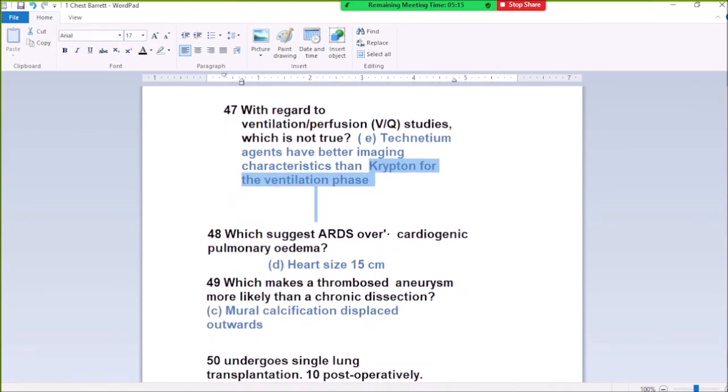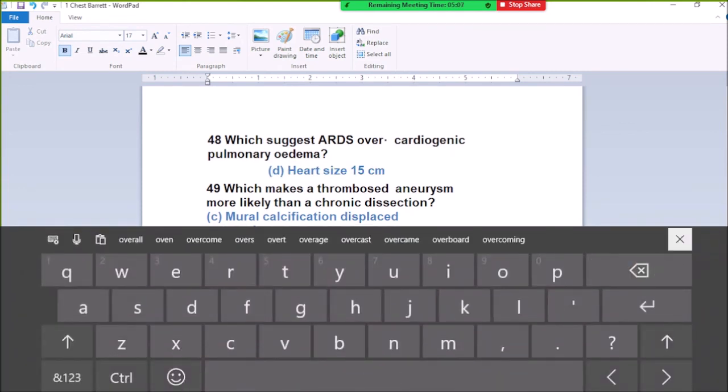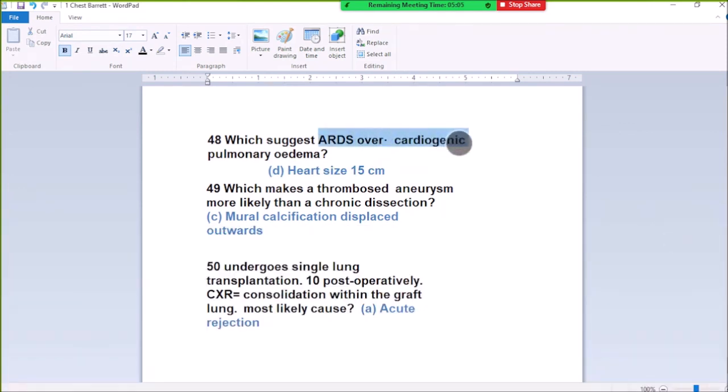48. Which suggests ARDS or cardiogenic pulmonary edema? Heart size of 15 cm. Heart size of 15 cm is seen in acute respiratory distress syndrome rather than cardiogenic pulmonary edema. 49. Which makes a thrombosed aneurysm more likely than a chronic dissection? Mural calcification displaced outwards. In thrombosed aneurysm, the calcification will be displaced outwards rather than in chronic dissection.